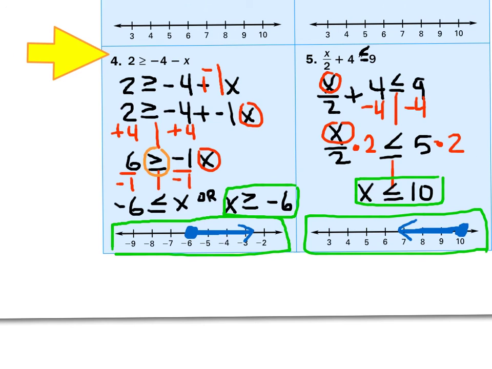I dropped that symbol down, and 5 times 2 gave me 10. So I have to graph x is less than or equal to 10. So I put a solid closed dot on 10, and then I shade everything smaller, everything to the left.